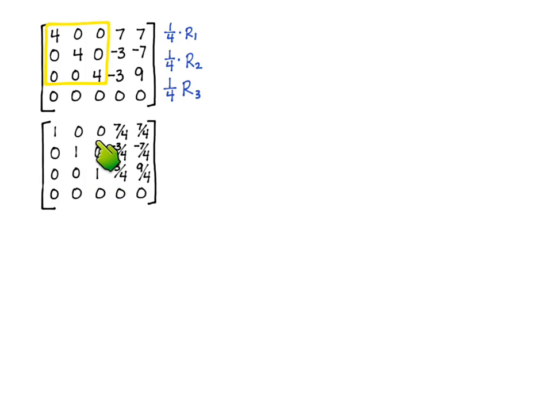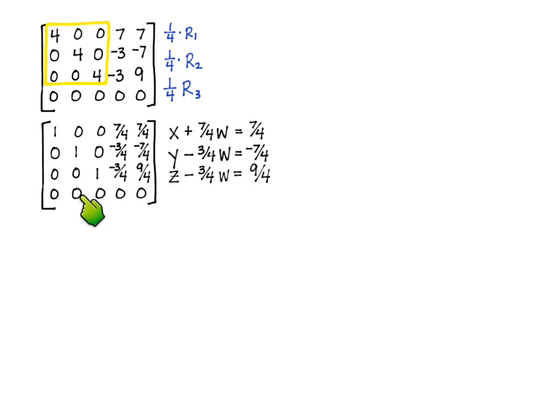So we're going to write these 3 equations that they represent. So I've got x plus 7/4 w equals 7/4. I've got y minus 3/4 w equals negative 7/4. And I've got z minus 3/4 w equals 9/4. So what is it that this row represents? Well, this row represents the fact that w can equal anything we want. That's why this is called a dependent system, that w has infinite possibilities.